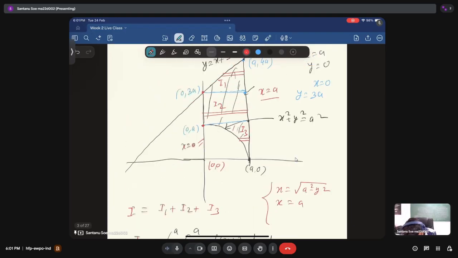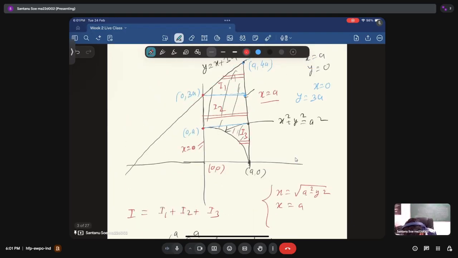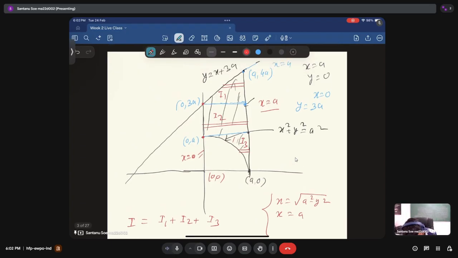Now, similarly, in the region I2, the x limit is varying from the line 0 to the line a, but y is varying from 0 comma a to 0 comma 3a, because this is the y limit. If you just put x equals to 0, you will get y equals to 0 plus 3a, which is nothing but 3a, correct?